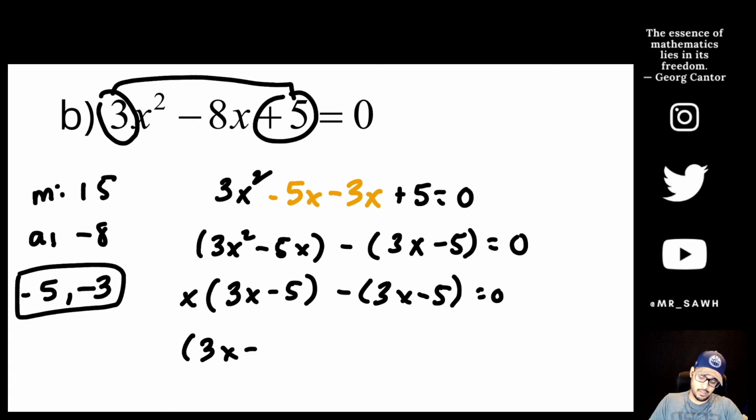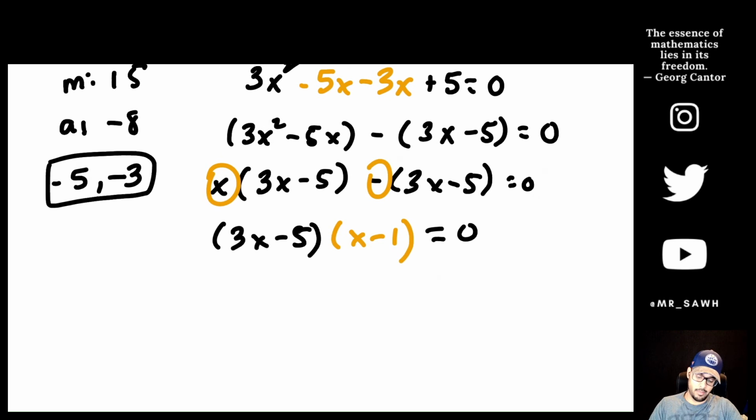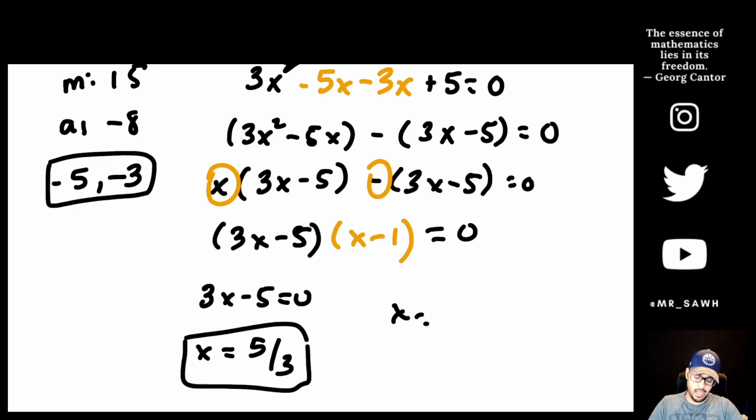So one factor is the set of brackets that is the same. The other factor are the coefficients of those set of brackets, so x minus 1. And it's still equal to 0, so I know that my factors, when they equal 0, that's how I'm going to find my x-intercept. So one of them is 5 over 3, and the other one ends up actually being positive 1.